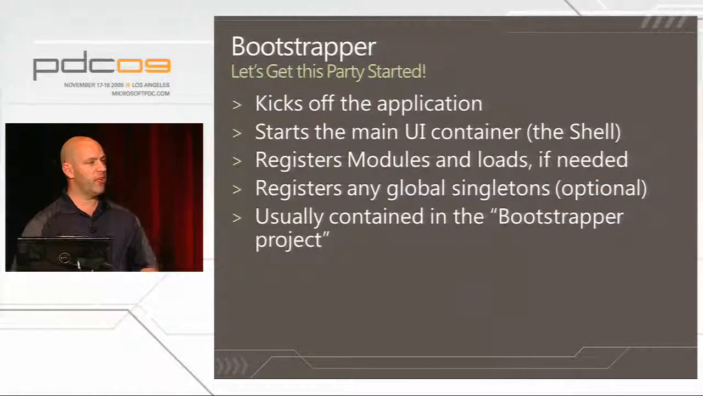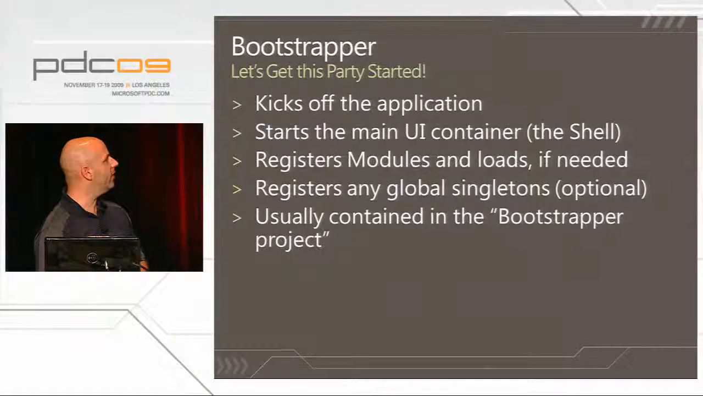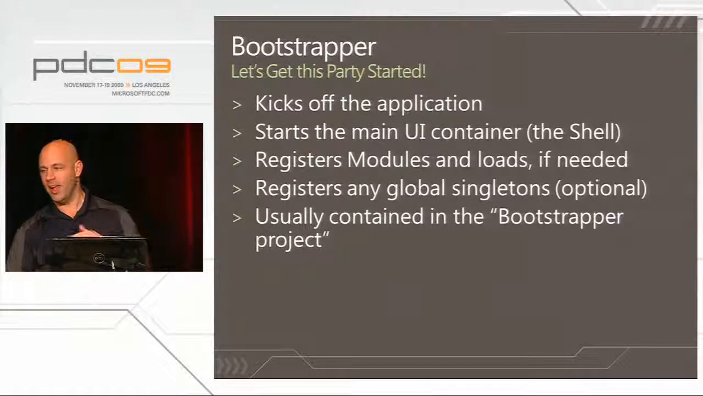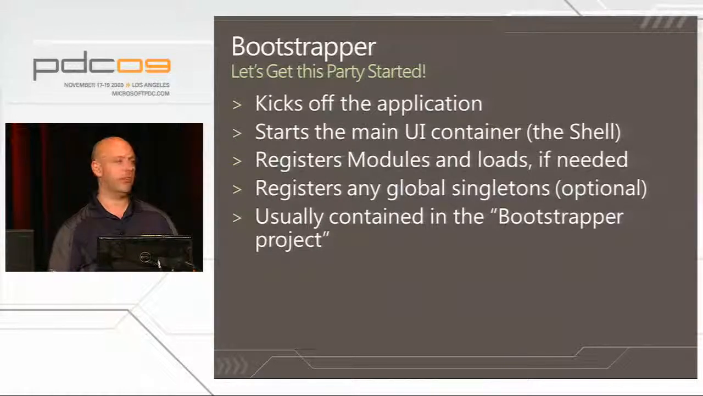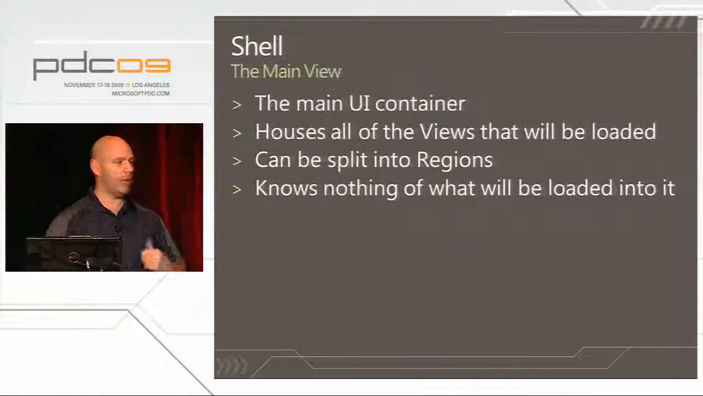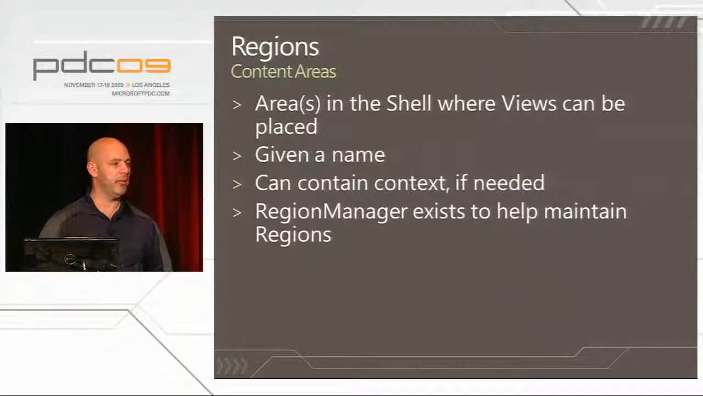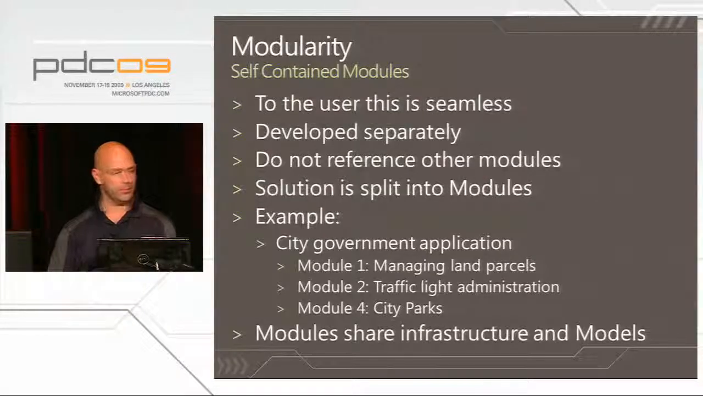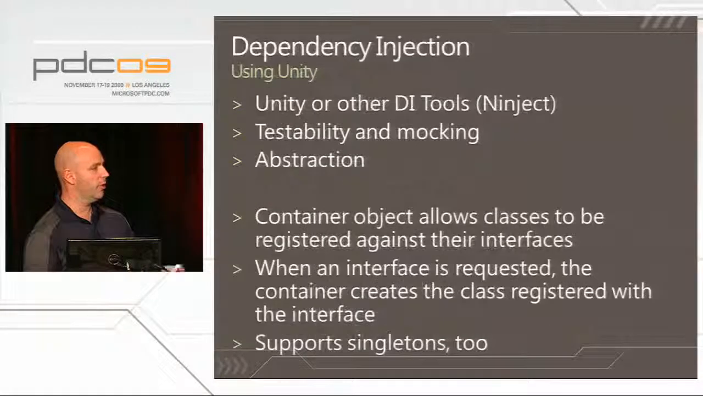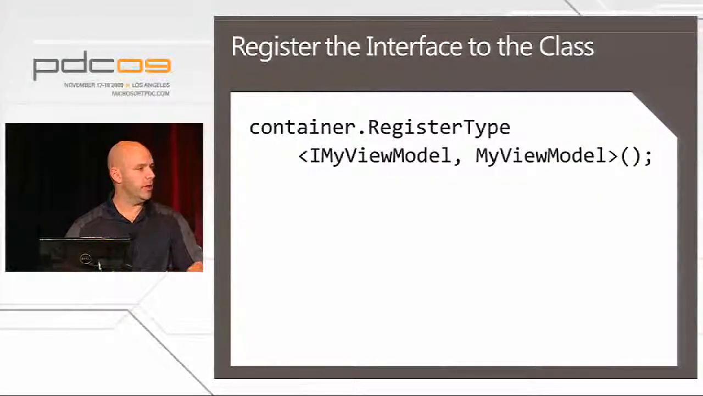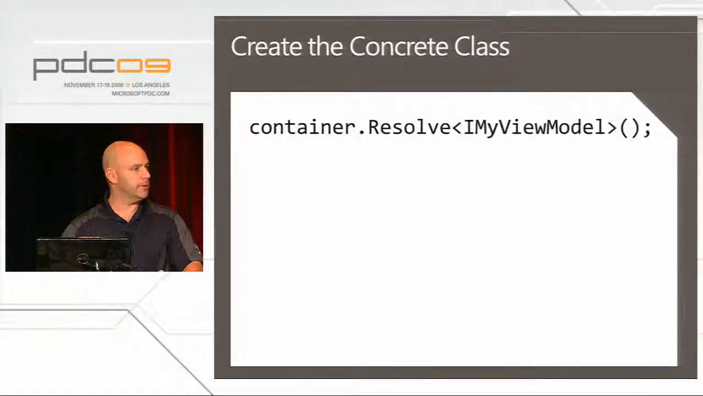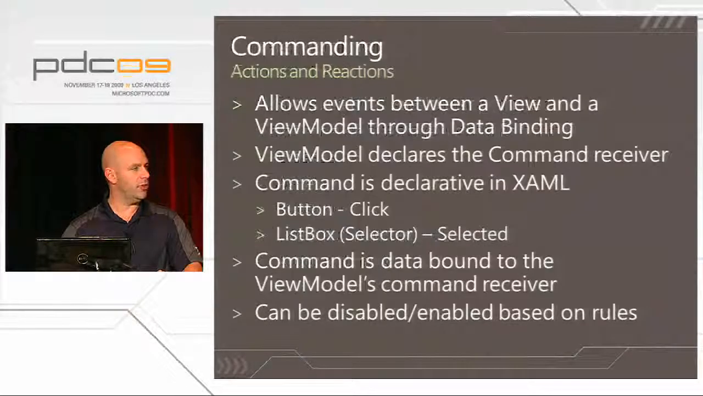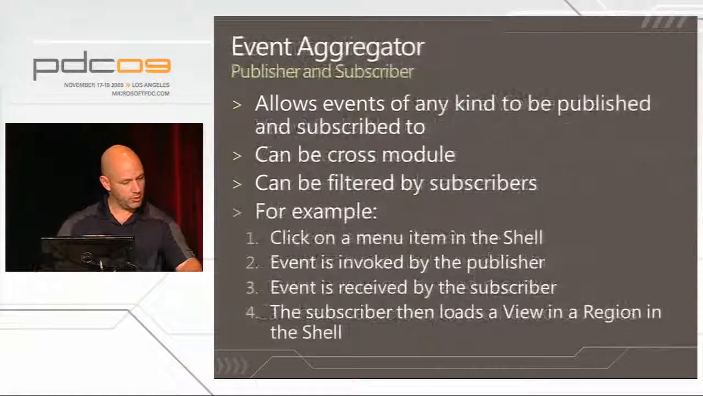So I've got a bunch of slides in here, and you can all take them home. There's about 10 slides on each one of these features. I'm going to go through them in the code and kind of show you what these things do. The bootstrapper, we'll look at this. We'll look at the shell. That's the main view. What the regions do for us. How the modularity works. The DI. And we'll also look at some other features of Prism. Let's slip right over to the demo.